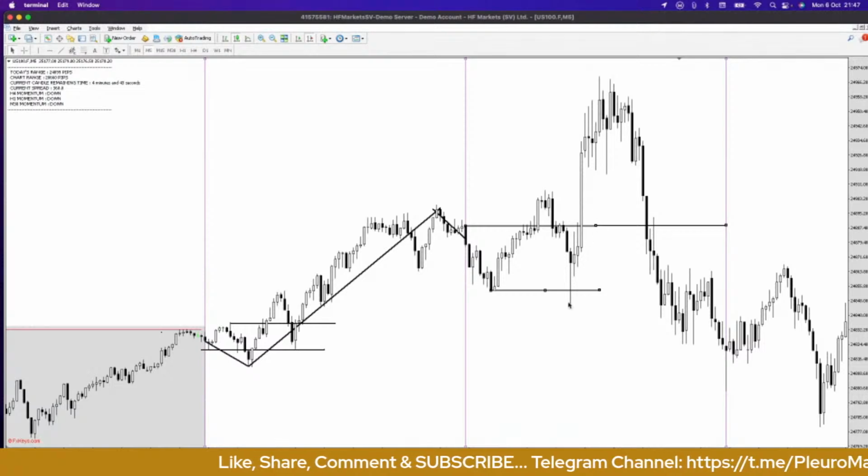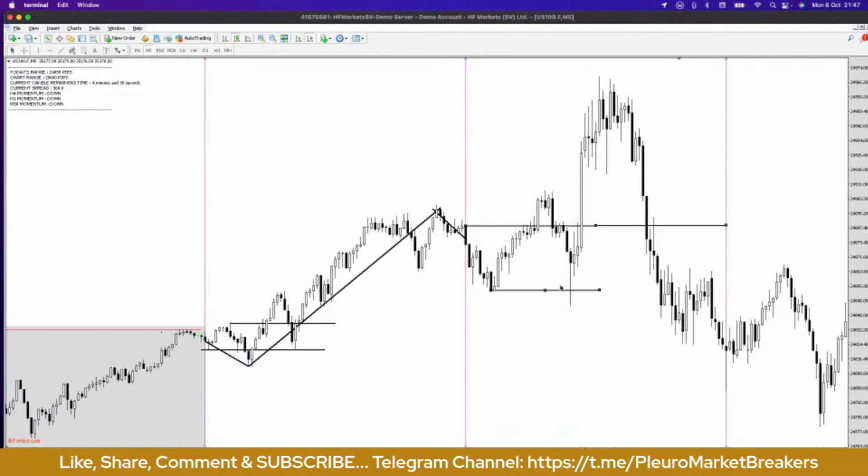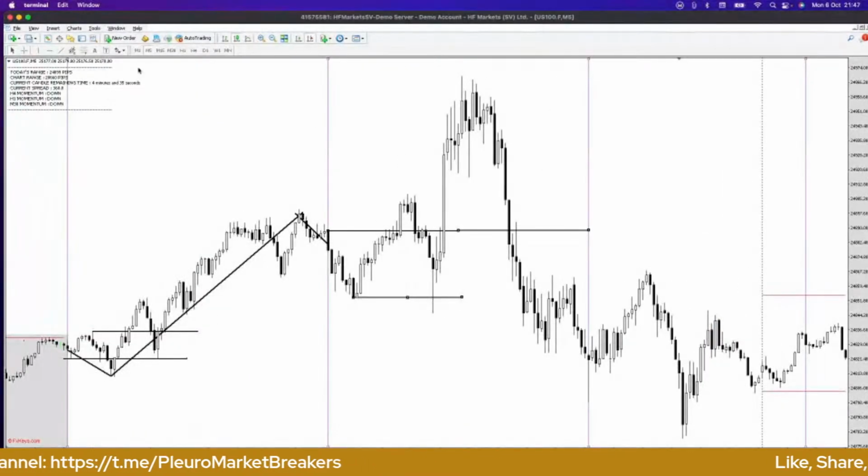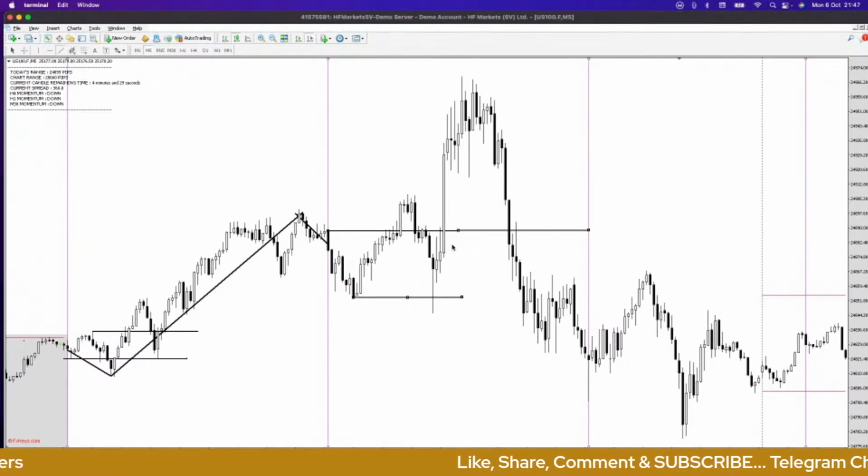We actually got a very big push to the upside. So no trade here going up and no trade here going down. No trade. And this was news, by the way. Okay?